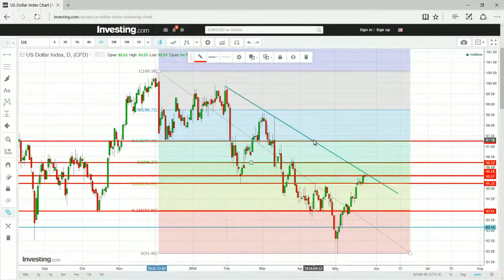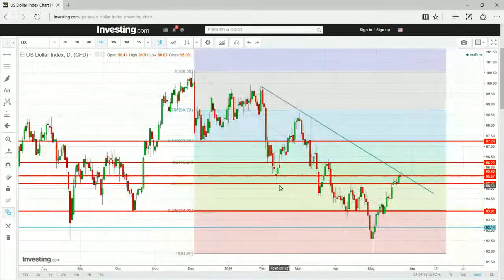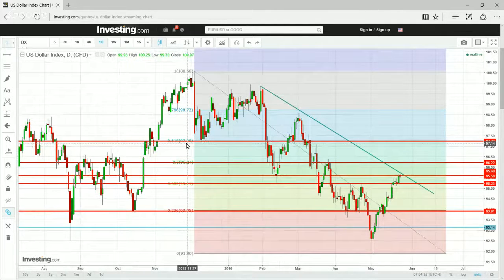Now, above there, again, sticking with the theme here of these key Fibonacci levels lining up with clear structural confluence, the next level above that 50% retracement level is this 97.26 level, which is a 61.8% retracement from the highs. And you can see again, we've got a really big, clear structural level coming in there.